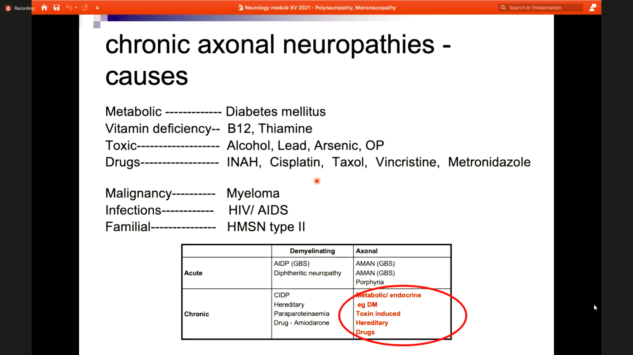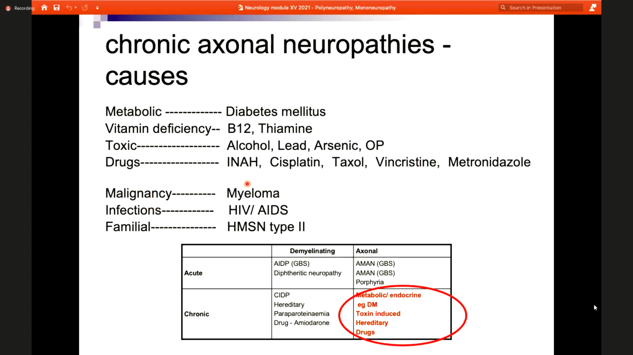So the causes, and I showed this earlier, these are the causes. I have expanded the possible underlying causes. Among the metabolic, the commonest is diabetes, but there are other metabolic causes which are less common. Then you have deficiency disorders, B12 deficiency, other vitamin deficiencies, toxic causes, alcohol, lead, arsenic, organophosphate, drugs, a whole heap of drugs. I have only mentioned a few.